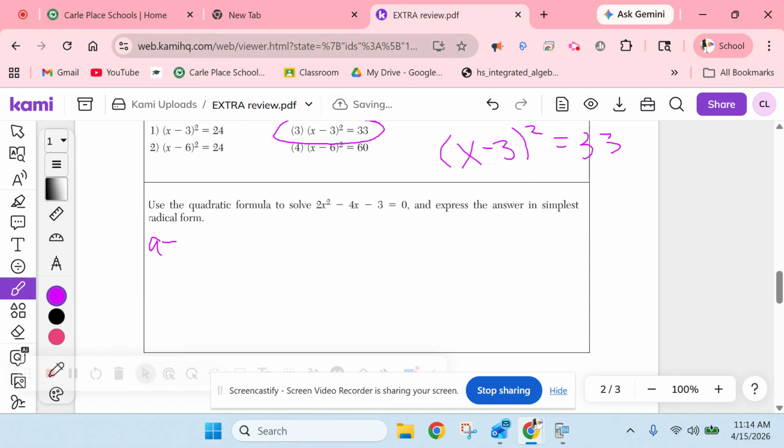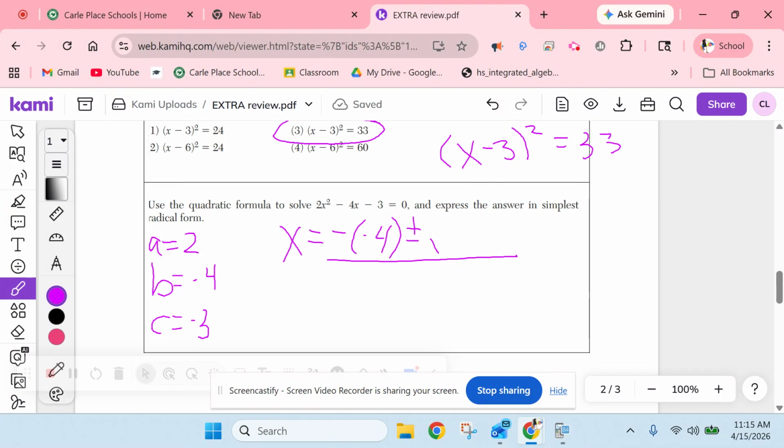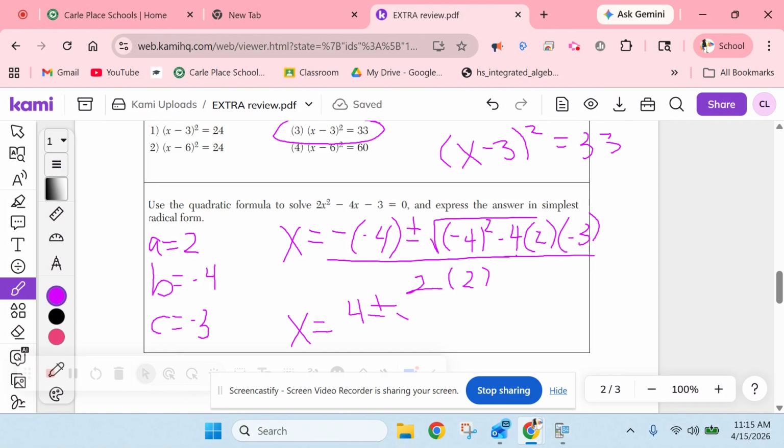Okay, quadratic formula. Find the a, which is 2. Find the b, which is negative 4. Find the c, which is negative 3. x is equal to negative b plus or minus square root b squared minus 4ac all over 2a. Okay, so x is equal to the negative of a negative is a positive, so that's positive 4.